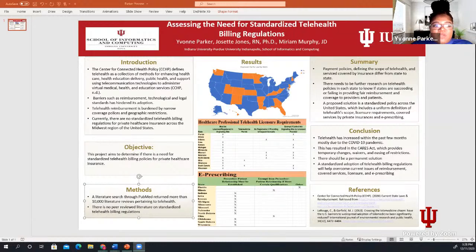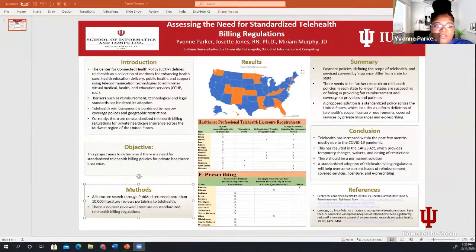Telehealth has been around for at least 50 years, but barriers such as reimbursement, technological, and legal standards have hindered its adoption. Telehealth reimbursement is also burdened by narrow or broad coverage policies and geographic restrictions. My project aim was to determine if there's a need for standardized telehealth billing policies for private healthcare insurance.